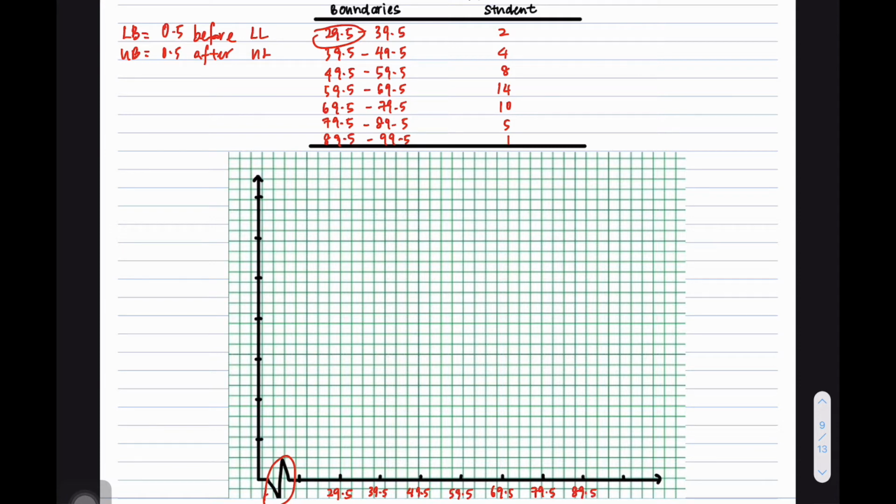And the last class is 89.5 to 79.5. Okay, so that is why we are using the class boundary, because class boundary connected all class together, because the upper boundary for the first class is the lower boundary for the next class. The upper boundary for this class is the lower boundary for the next class, so it's connected to each other.